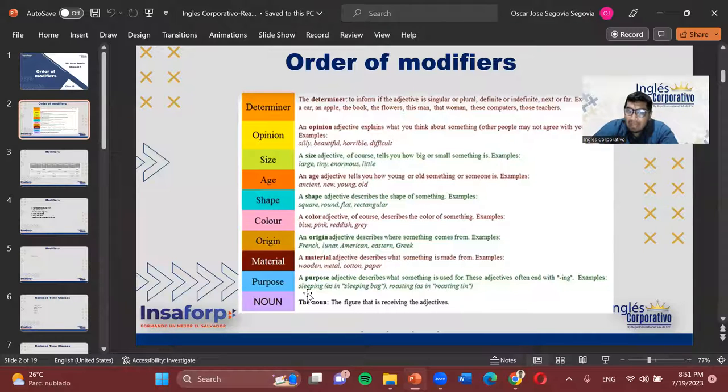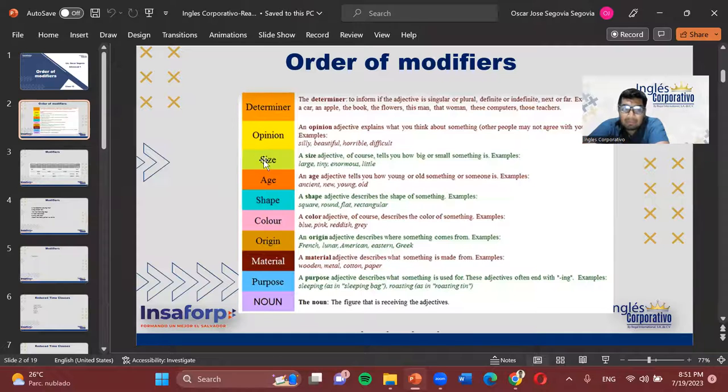So yeah, sleeping bag. Now, another example, roasting, as in roasting tin. So roasting, the verb that we use to refer to cooking with fire or cooking on a roaster. So yeah, roasting tin. Ahora bien, sabiendo esto, ¿cómo debemos ordenar los adjetivos a la hora de generar oraciones?